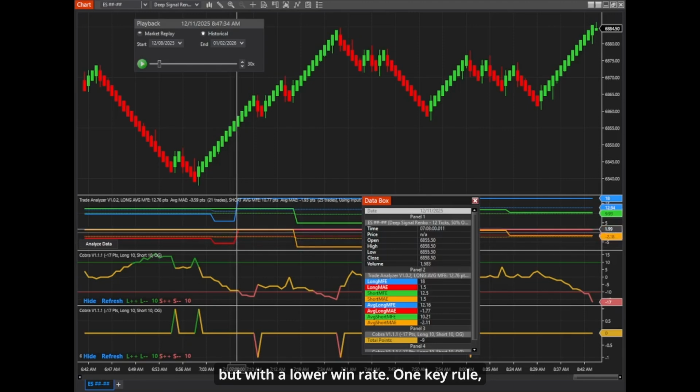One key rule: if your profit target consistently exceeds what MFE typically delivers, your strategy becomes dependent on rare outlier trades to succeed. And over time, that's not a reliable edge.